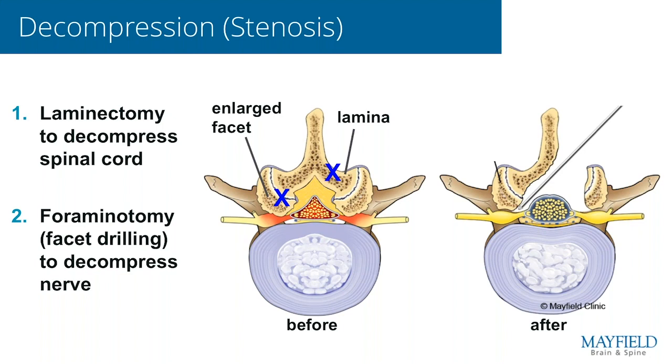And then they drill off the enlarged part of the facet bone, the facet joint, and that's called a foraminotomy. Okay, and that decompresses the nerve. So here's the nerve, here's the spinal cord in the space after they've removed the bones.